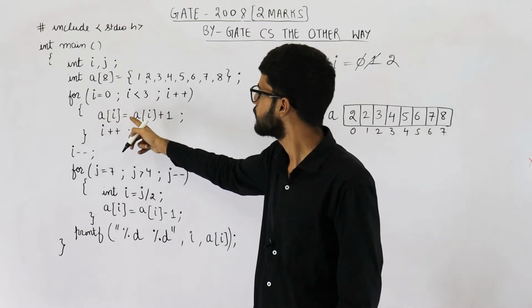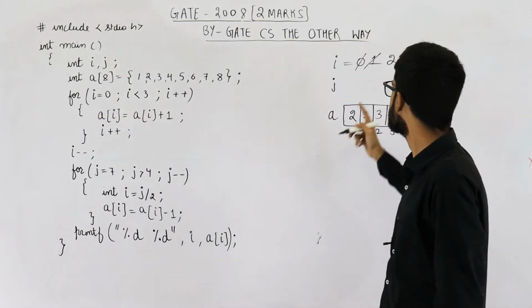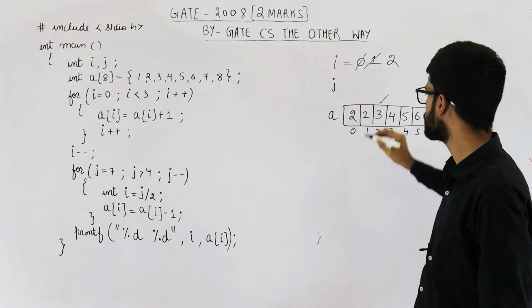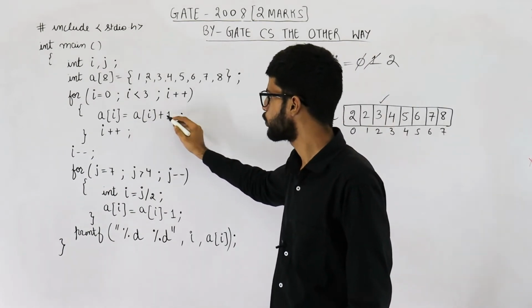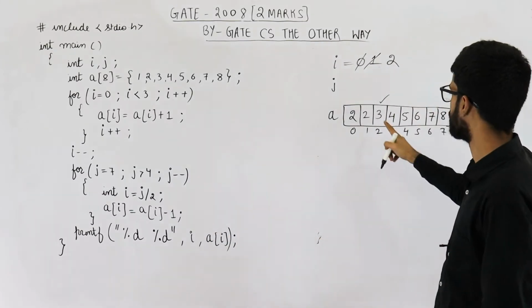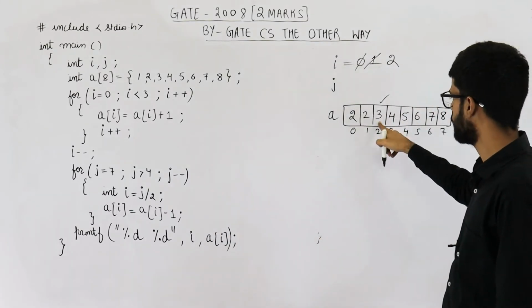So a of I is equal to a of I plus 1, which means a of 2, this location, has to be updated. What has to be saved here? We need to save a of 2 plus 1. So find a of 2 plus 1. That is 3 plus 1, which is 4. Save 4 here only.